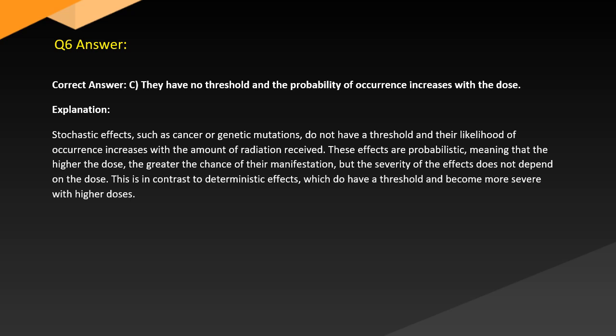Answer. Correct answer: C. They have no threshold and the probability of occurrence increases with the dose. Explanation. Stochastic effects, such as cancer or genetic mutations, do not have a threshold and their likelihood of occurrence increases with the amount of radiation received. These effects are probabilistic, meaning that the higher the dose, the greater the chance of their manifestation, but the severity of the effects does not depend on the dose. This is in contrast to deterministic effects, which do have a threshold and become more severe with higher doses.